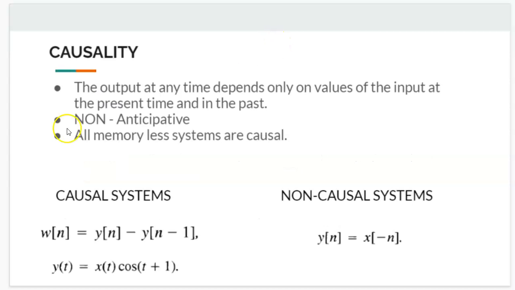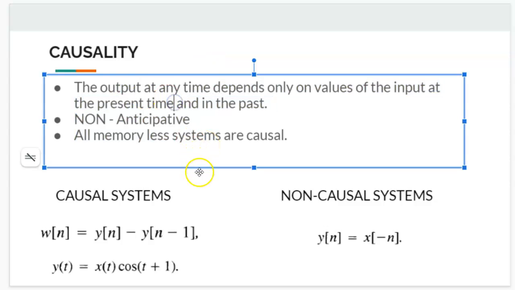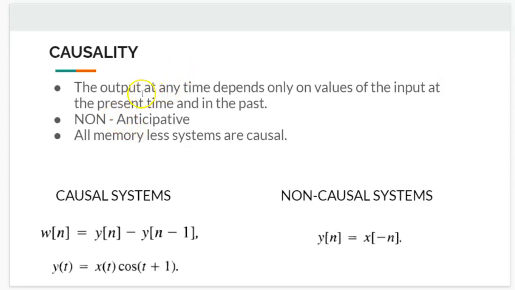And then comes causality. We saw causal signals. This is quite different, but it's related in some way, which you'll get to know in future parts. The point here is, the output at any time depends only on the values of input at the present time and in the past, not on the future. That's how we define causality. This is called a non-anticipative system. This means that it is not anticipating the future values. It does all its work with past and present values.